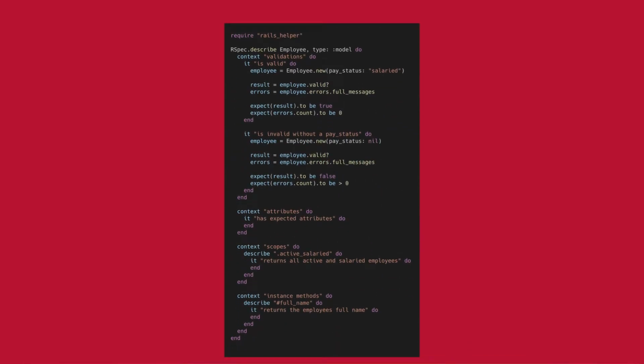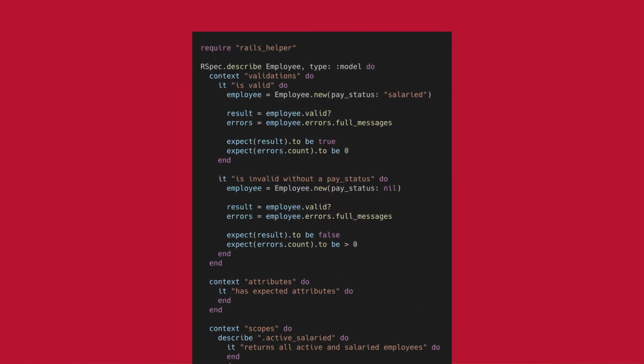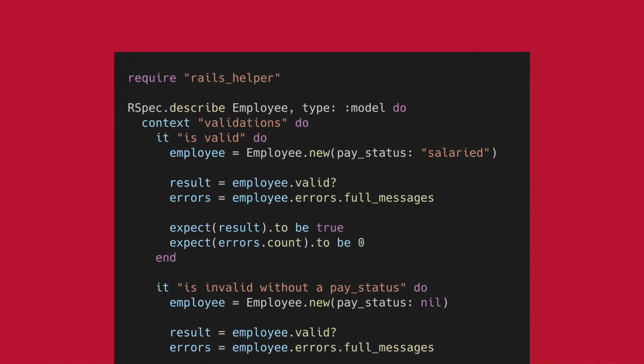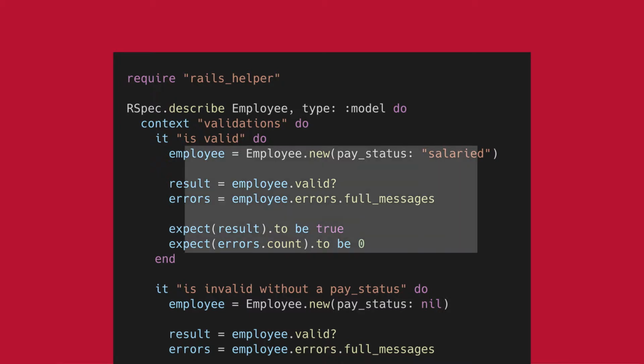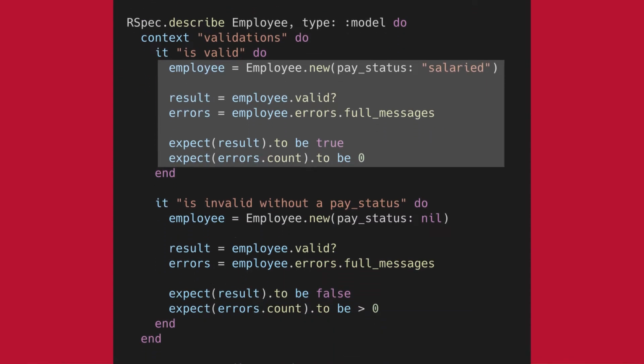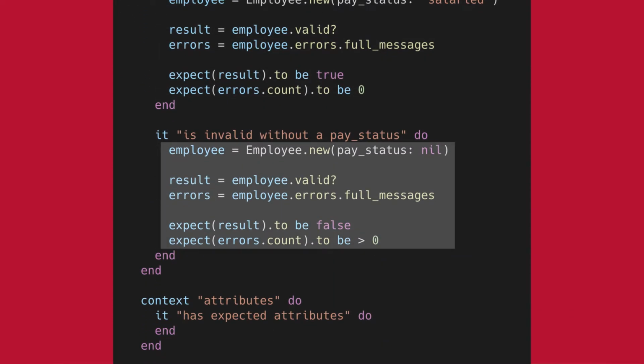Testing validations is pretty straightforward. We want to make sure we can create a valid model, and we want to make sure we know when a model is invalid. There are a lot of ways to do this, and the most straightforward is to just literally set up instances of the model to pass or fail validation. We only have one validation on our employee model, for the presence of the pay status attribute. So we can ensure a valid model by just setting up an employee with a value for pay status and an invalid model by setting up an employee without a pay status.